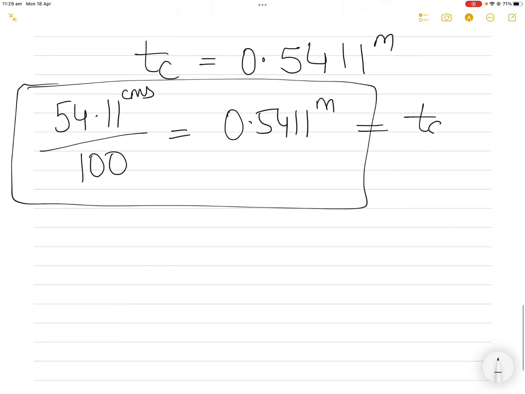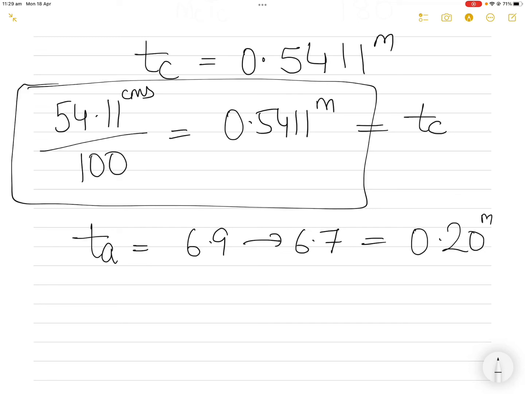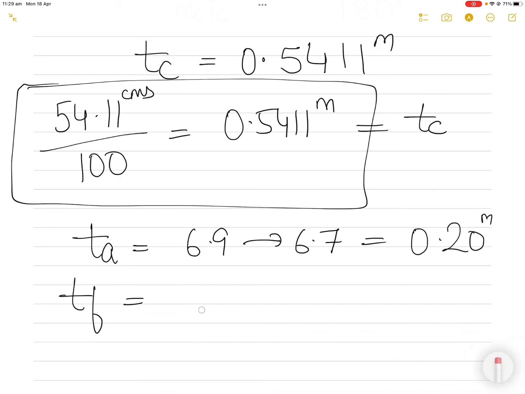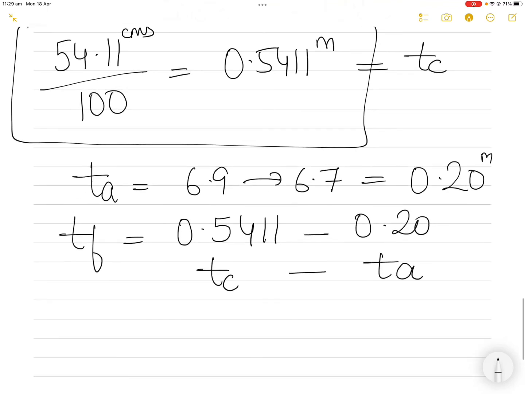Now this is equal to TC. But remember, the change in the aft draft required was from 6.9 to 6.7 meters. That was the required change, so that was 0.20 that we have established. So TF, the change in the trim forward, will be 0.5411, which is TC, minus 0.20, which is TA, and that equals 0.3411 meters.